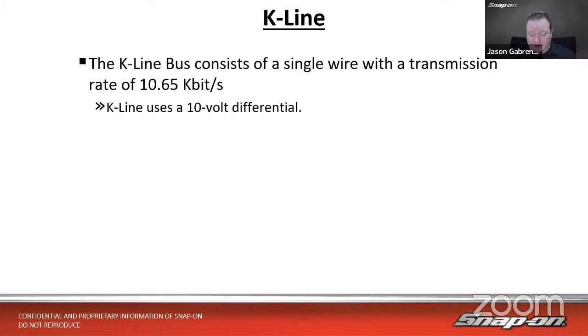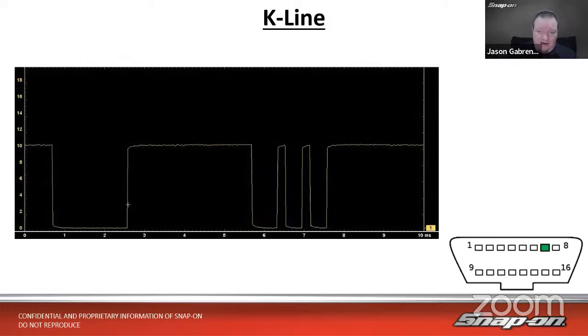K-line, like I said, is often used on Asian vehicles, 10.65 kilobits per second, and a 10-volt differential. So even up through the mid-20-teens, for example, Subaru would use this. This is off my 2011 Subaru, and that's what they use for the factory scan tool. It can use the K-line on that. It also communicates with CAN, but also K-line at the same time, depending on what module you need to diagnose on the vehicle. We'll take a look at that in a bit. But that is a 10-volt differential. So we've got about 10 volts at the top, about 0 volts at the bottom. See, it's pulling down to ground.